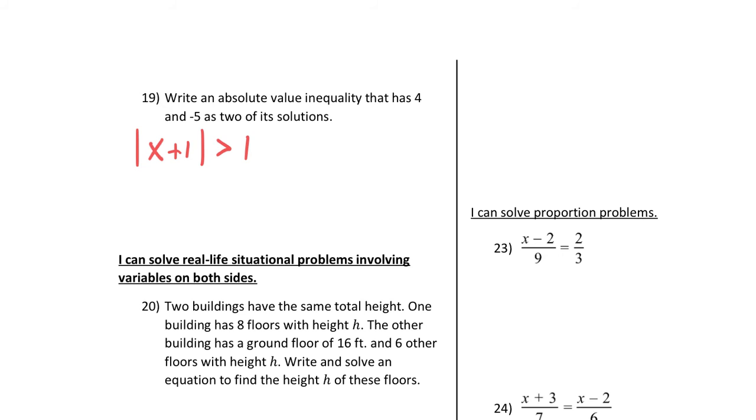Because if I put negative 5 in here plus 1, that would be the absolute value of negative 4, which is definitely greater than 1. That checks. And the other one, if I put 4 in here, 4 plus 1, the absolute value of 5 is greater than 1, which also checks. So this would be one answer. There are so many different ways to do this. That's just one.